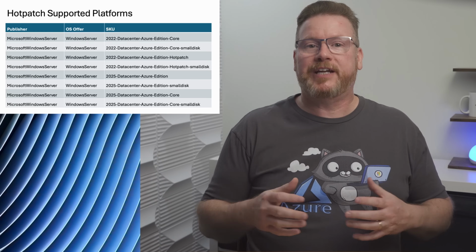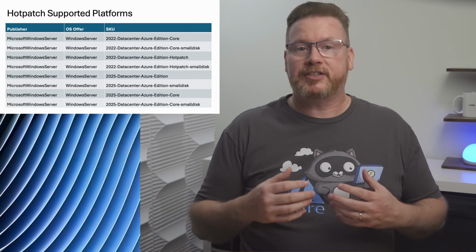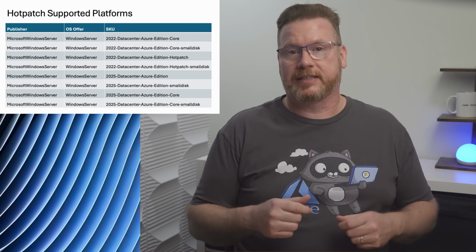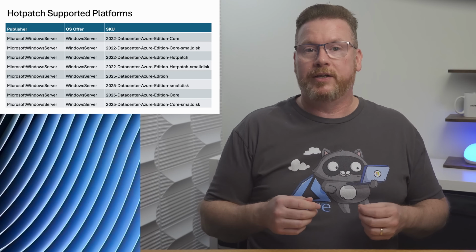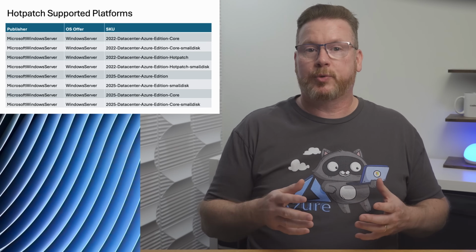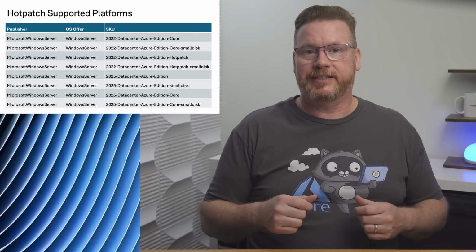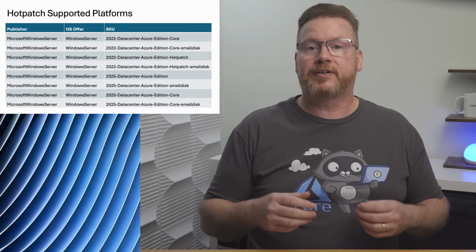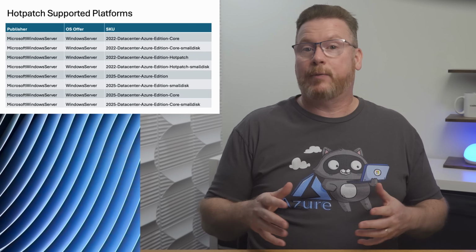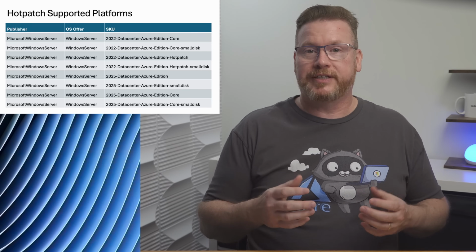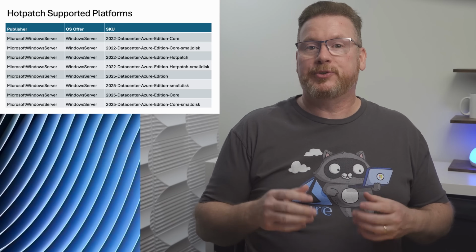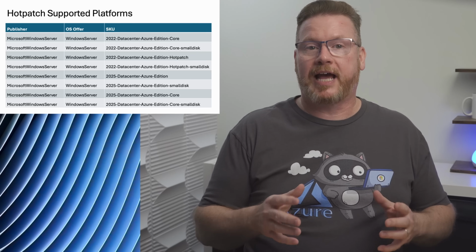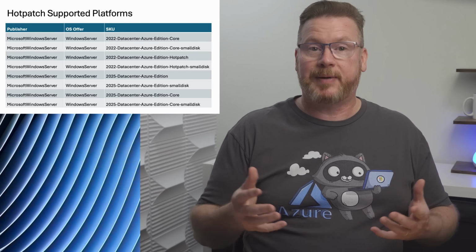Next, let's see what OS versions we can use with Hotpatch. This video is on the server OS, but Hotpatch support for Windows 11 Enterprise is currently in preview. For Azure and Azure local VMs, Hotpatching is supported on Windows Server 2022 and 2025 Data Center Azure Edition. The specific publisher, OS offer, and SKU are on the screen. Notice that with Windows Server 2022 Azure Edition, the SKU is either Core or indicates Hotpatch. 2022 Data Center Azure Edition does not support Hotpatch unless it specifies Hotpatch in the SKU.